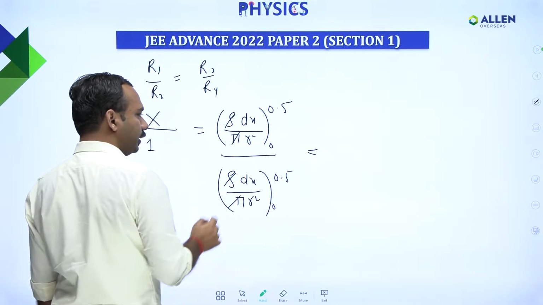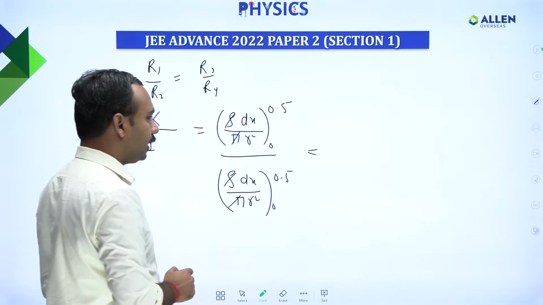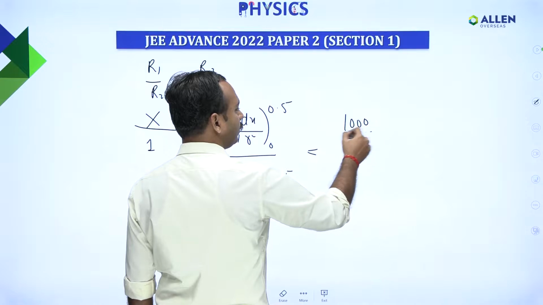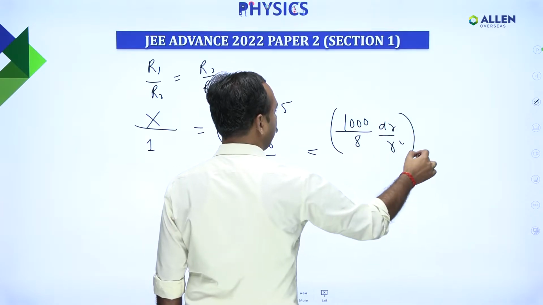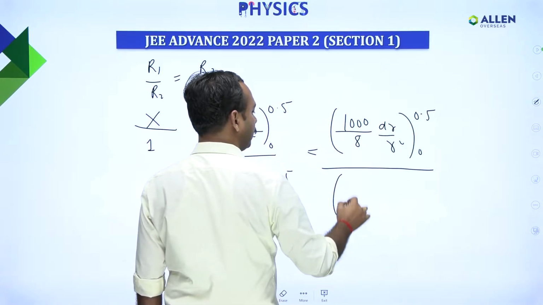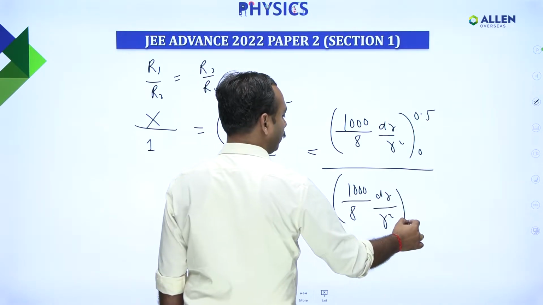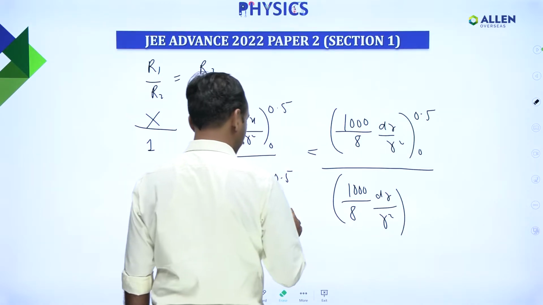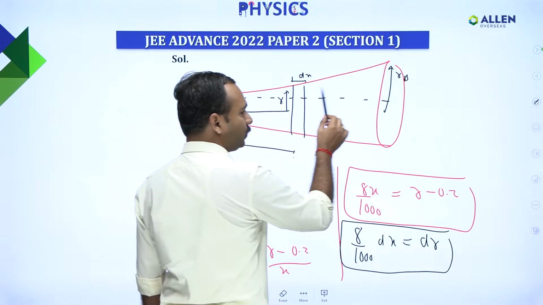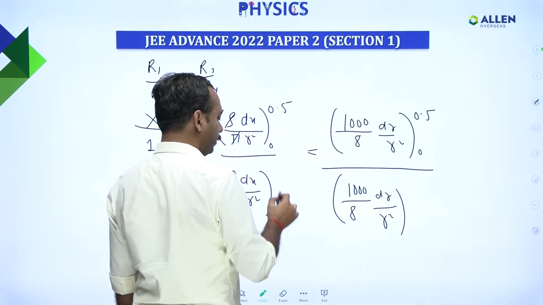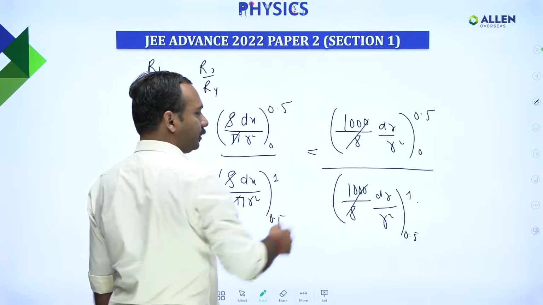Rho and pi would be cancelled. And do I know the dx relation? Yes, sir. You can write dx as 1000 by 8 dr. So 1000 by 8 dr by r square going from 0 to 0.5, divided by 1000 by 8 dr by r square going from, one more thing I wanted to say, if it is going from 0 to 0.5 over here, the second element is going from 0.5 to 1. 1000 by 8 is definitely a constant, so it would be cancelled.